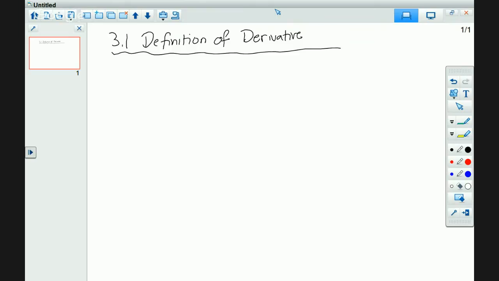The definition is important because you're going to earn 2 to 3 points on the AP exam with it. They're easy points. So to start out, I'll give you a function of some kind.